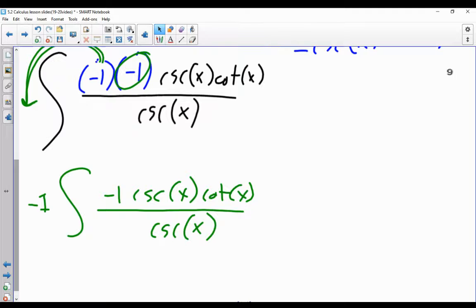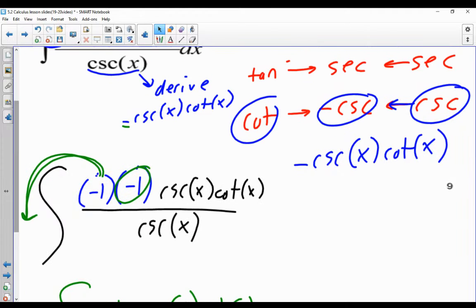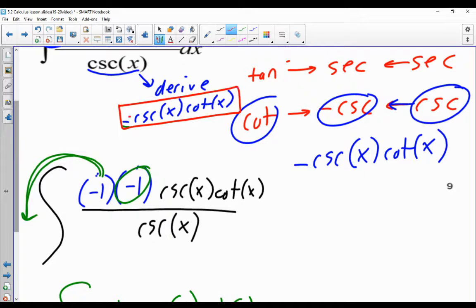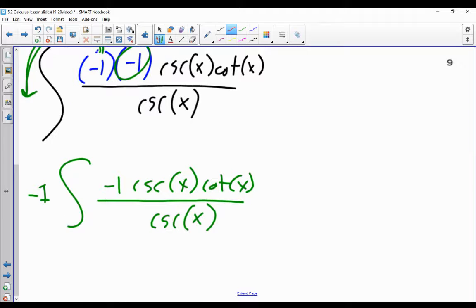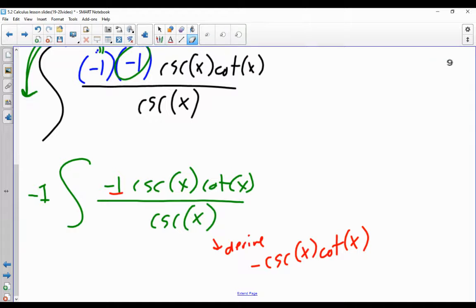And negative 1 times cosecant cotangent, doesn't that match what we want? We want negative cosecant cotangent. And that's exactly what we got. Because if you derive the bottom, as from the Polston procedure, that's negative cosecant x cotangent x. And the negative 1, if you multiply that to the cosecant, that just becomes negative cosecant. Exactly what we want for the top.